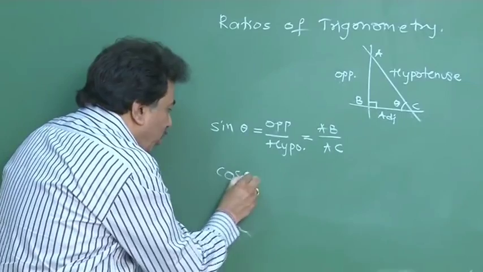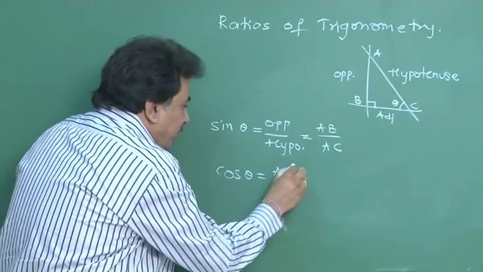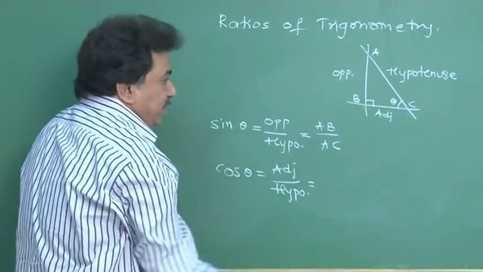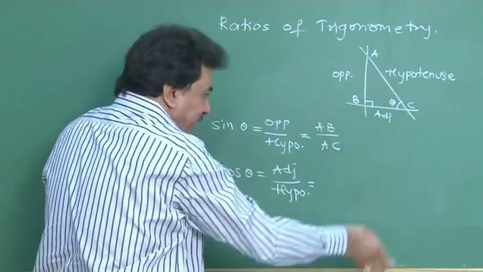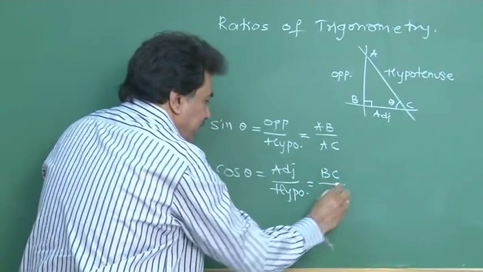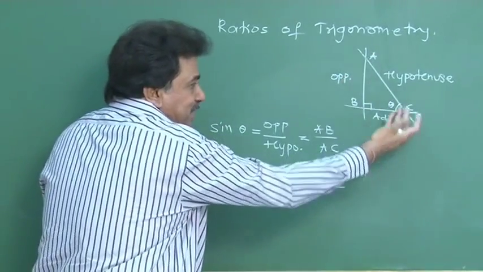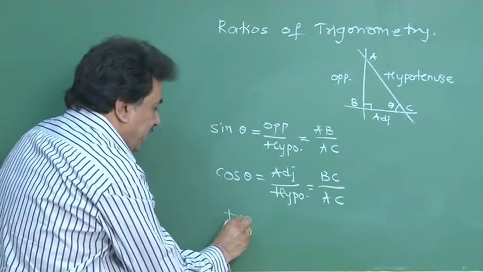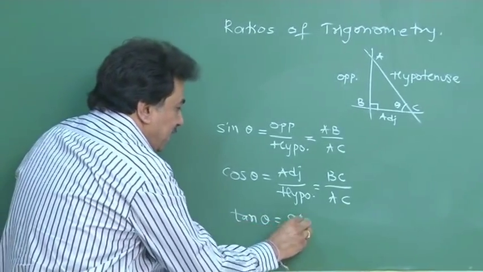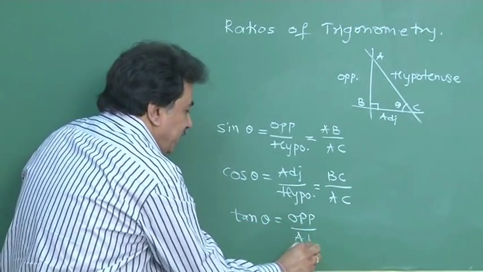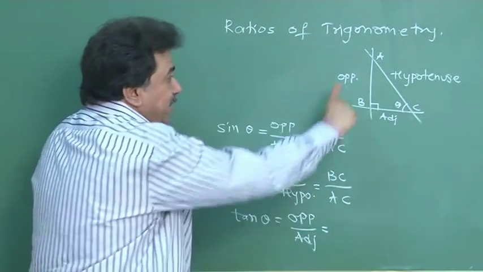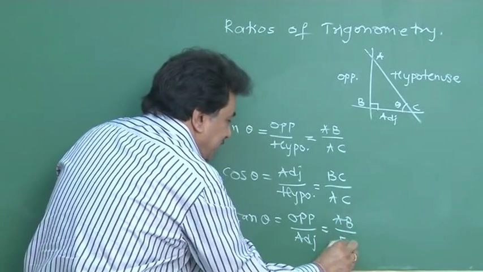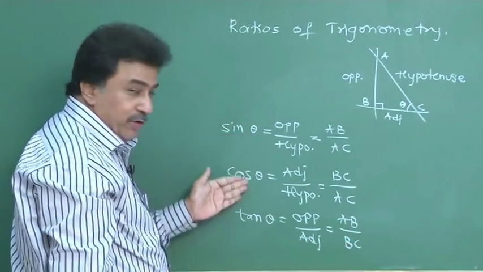Then cos theta is adjacent upon hypo, or we say hypotenuse. When I say theta, which is the adjacent side? BC. Fantastic, you're guessing correct. And what is the hypotenuse? That's only one, AC. And the last one is tan theta. That is opposite upon adjacent, which is AB upon BC. AB upon BC. Is it clear to all of you?